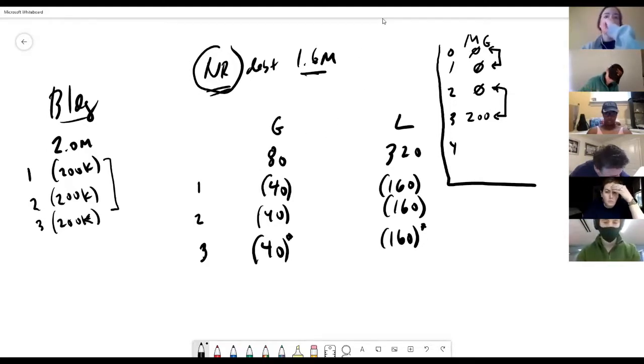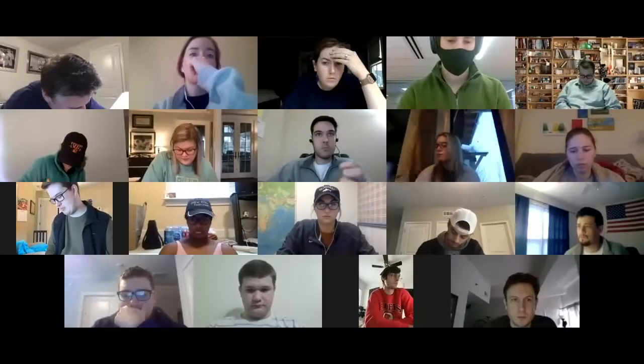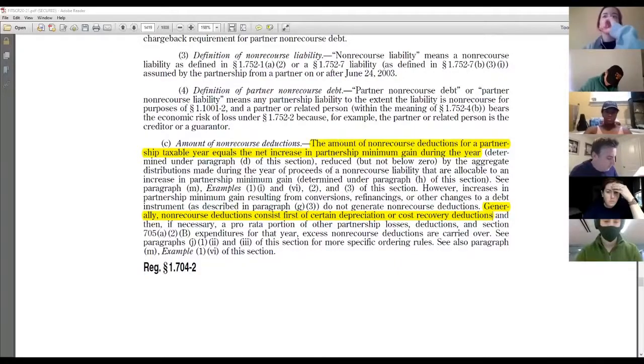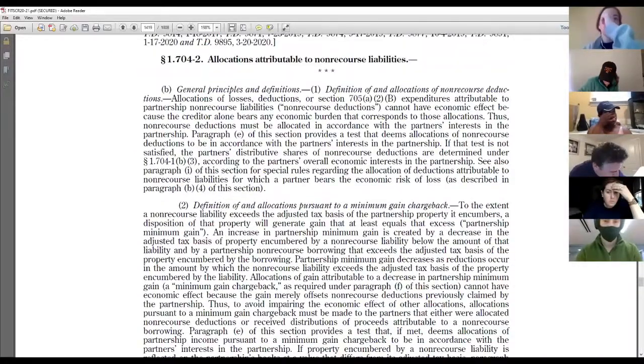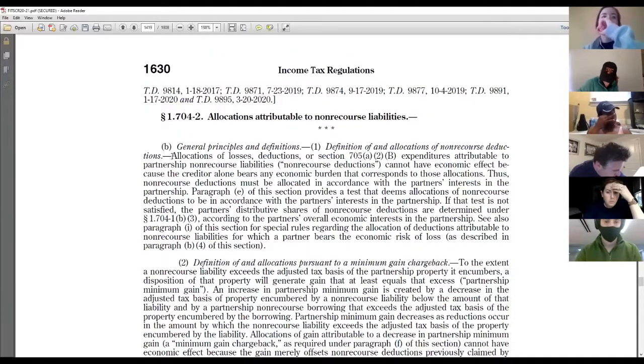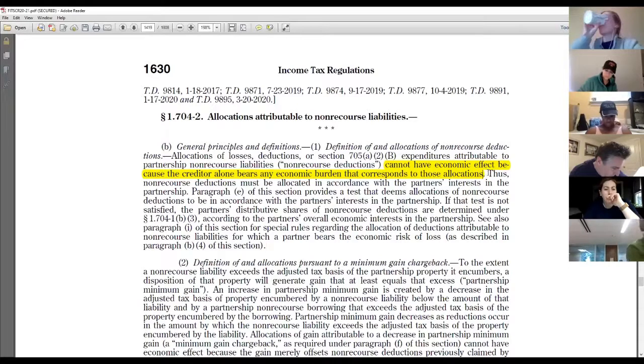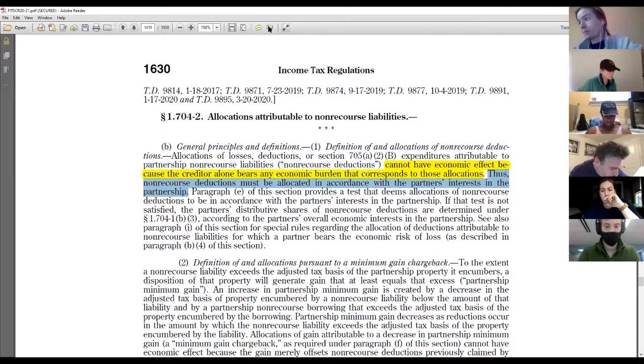Let's go back to the reg. Let's go to dash 2B. Allocations of losses, deductions attributable to partnership non-recourse liabilities. A non-recourse deduction cannot have economic effect because the creditor alone bears the economic burden. They can't have economic effect. They can't have substantial economic effect. Thus, they have to be allocated in accordance with PIP. But we know PIP is that facts and circumstances test. If we were left to rely on that, there wouldn't be a whole lot of certainty.